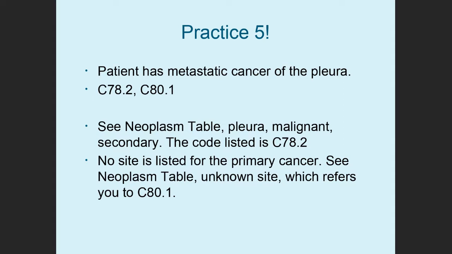So in this case, you need two codes. C78.2 for the pleura. Since we know it's cancer, and we know it's metastatic, go to the neoplasm table, pleura, and use the column for secondary. This is C78.2. We also need to list a code for the primary cancer: neoplasm table, unknown site, which refers you to C80.1.